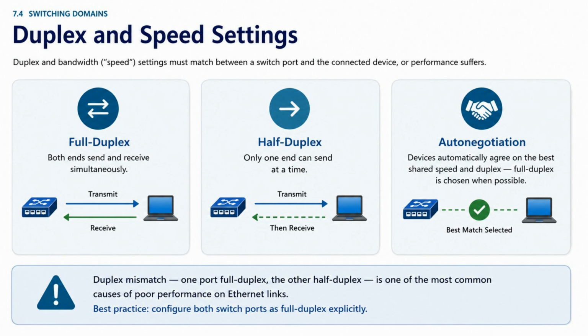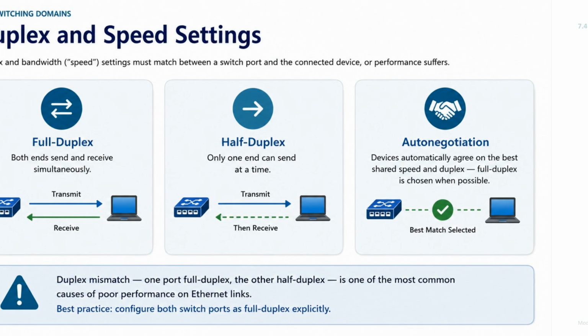Duplex and speed settings must match between a switch port and the connected device or performance suffers. Full duplex means both ends send and receive simultaneously. Half duplex means only one end sends at a time. Auto-negotiation lets devices automatically agree on the best shared speed and duplex, choosing full duplex whenever both sides support it. Duplex mismatch is one of the most common causes of poor Ethernet performance. Best practice is explicitly configuring both ends full duplex.